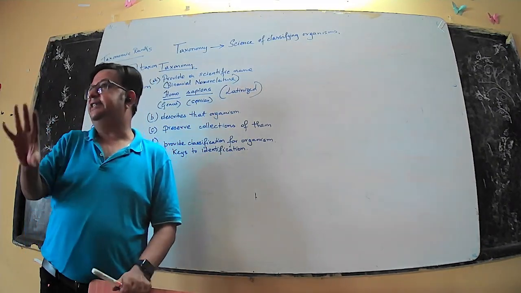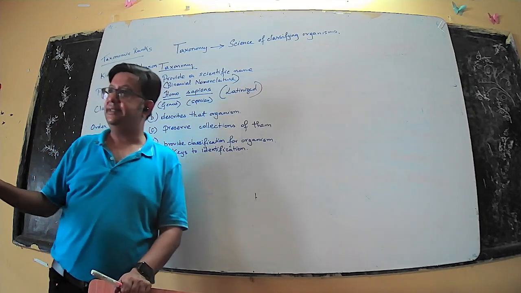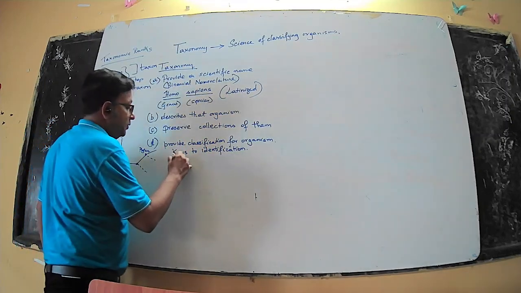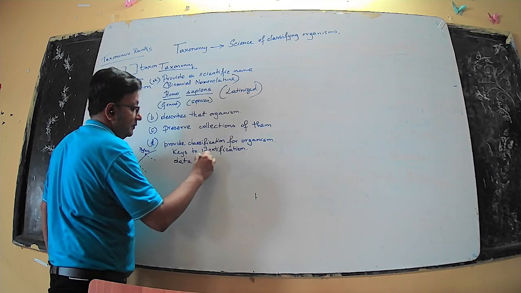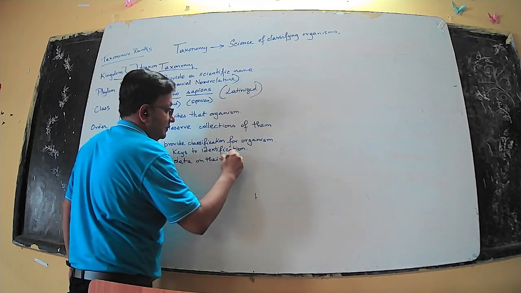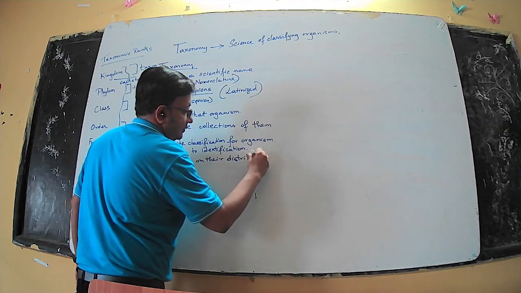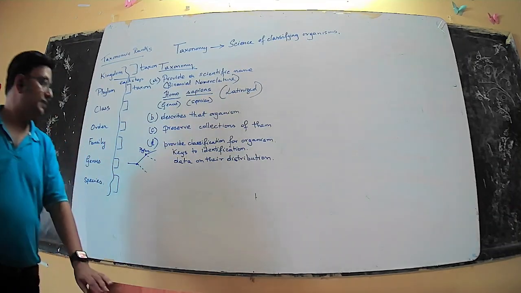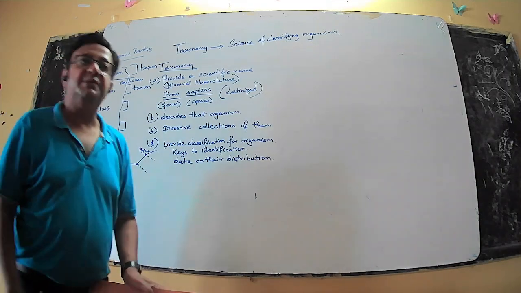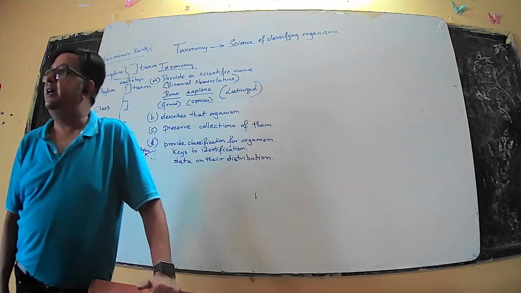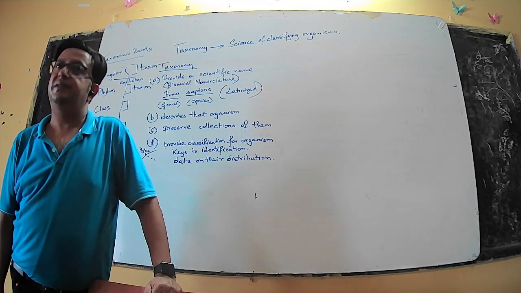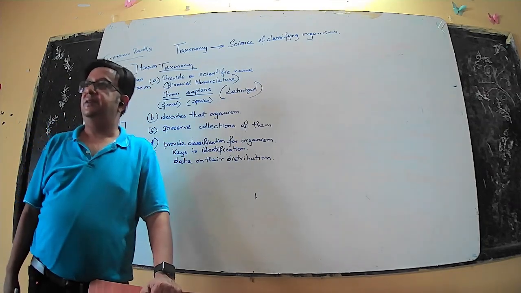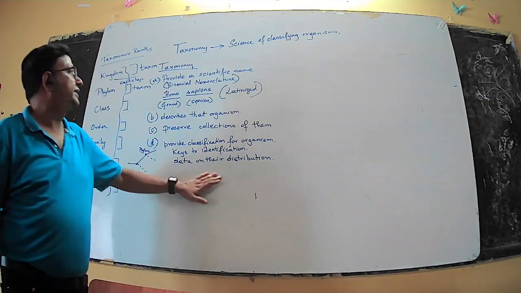You have got certain characters. Does it have this character? Yes, then it is yes. If no, then it's something else. Then after that, you also have to give data on their distribution. That is, where are they located? For example, canaries are distributed in Australia, nowhere else in the world. Snow leopards are on the mountains and snowy regions. Yes, all these things are part of taxonomy.